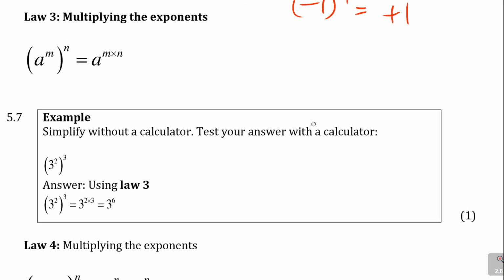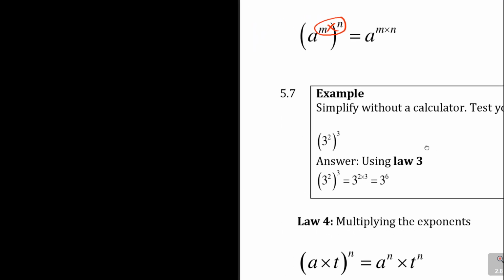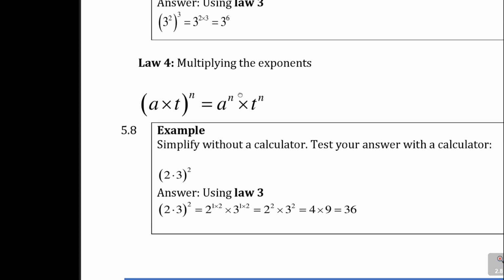Let's go to law number 3. What does law number 3 say? It says when multiplying the exponents, a to the power m, bracket, to the power n, you multiply. See, these two exponents, they multiply. There is an example here. Look at this example: 3 to the power of 2, bracket, to the power of 3. The bracket, you know, means multiplication, but you focus on exponents. You say 2 times 3. What is 2 times 3? It is 3 to the power of 6. That's it. Remember that.